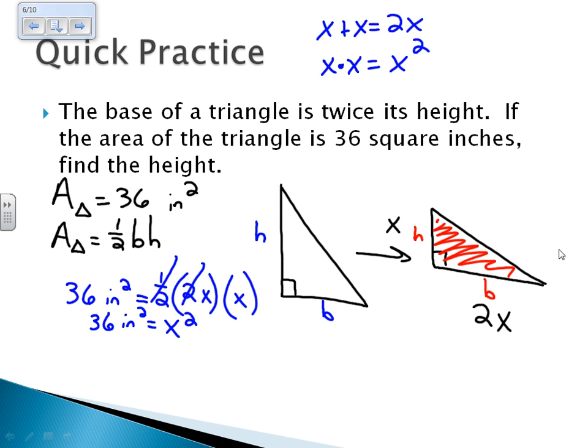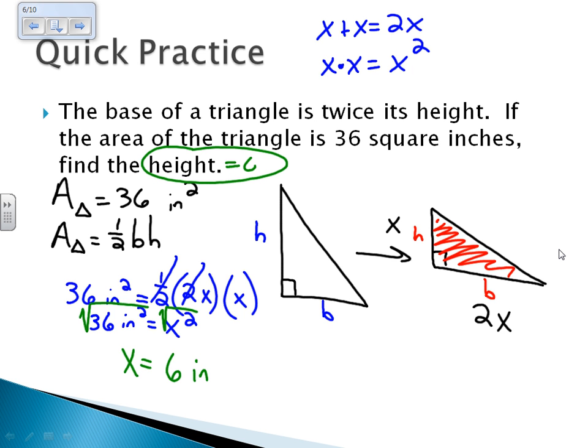Last step, take the square root of both sides. We get x equals, what's the square root of 36? 6. And then the other thing to notice, what happens when you have a square root and a square? So what do you get left with? Just inches. So x equals inches, but what did x stand for? The height. Is that what it asked for? Yes. So the height then is equal to, what is it? 6.